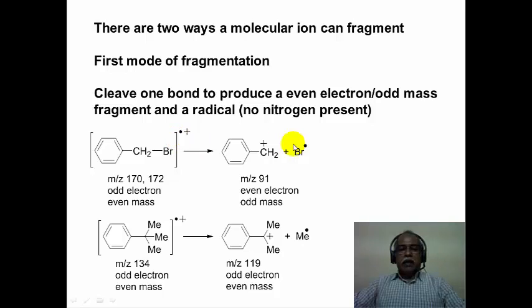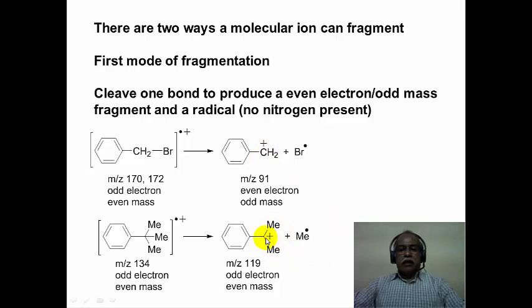So the cation radical, when it undergoes fragmentation in this particular manner, produces an odd mass and an even electron species. This is what is meant by the statement that cleavage of one bond produces an even electron, odd mass fragment and a radical. Let us consider the case of tertiary butyl benzene. In tertiary butyl benzene, one of the carbon-methyl bonds can be broken, resulting in the formation of a tertiary cation, which is a stable cation. Similarly, here also the benzyl cation is a stable cation. That is one of the reasons why the carbon-bromine bond is weakened during the fragmentation process, which takes place selectively to get rid of the bromine and give the benzyl cation, which is a stable cation.